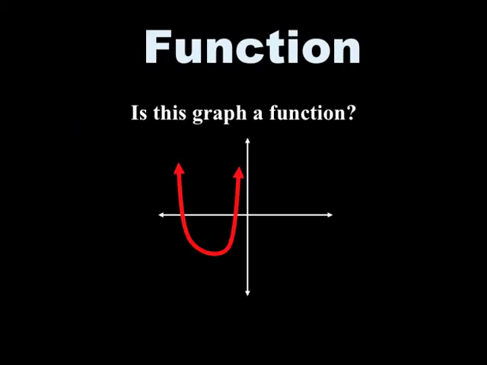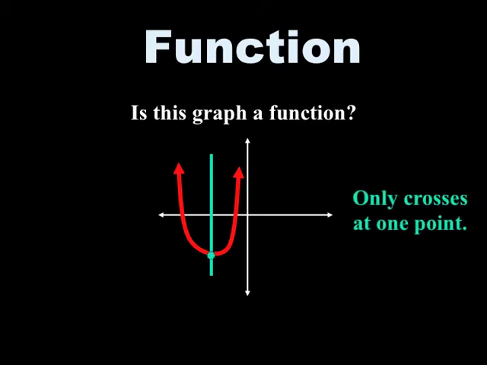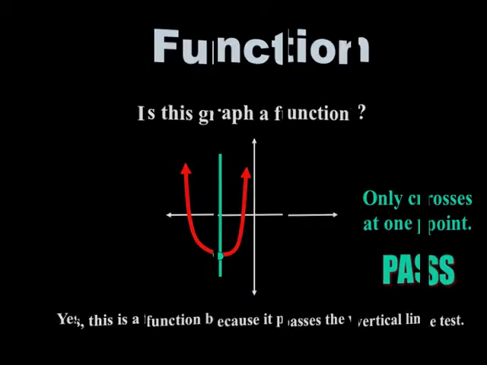Let's look. Is this graph a function? Well, if I were to take a vertical line and move it across from left to right, it would come really close on both ends, but it wouldn't actually ever intersect that red line more than one time. And here's a good example of that. It intersects just at that bottom there. It only crosses at one point, so we have a pass, so it's a function. Go ahead and try these other examples on your own.